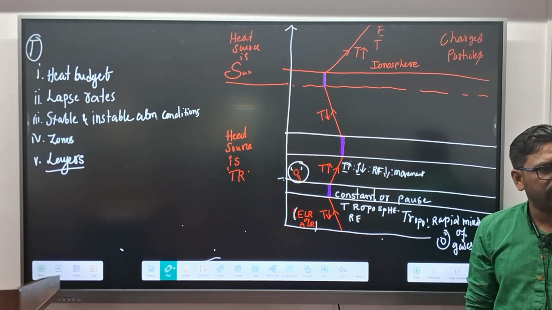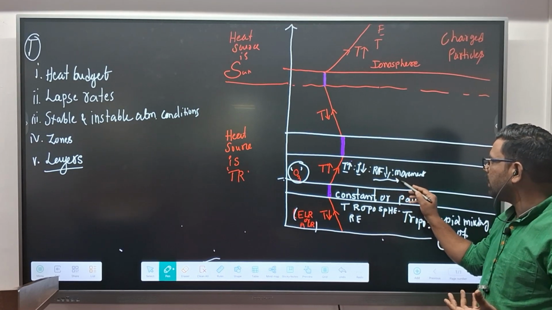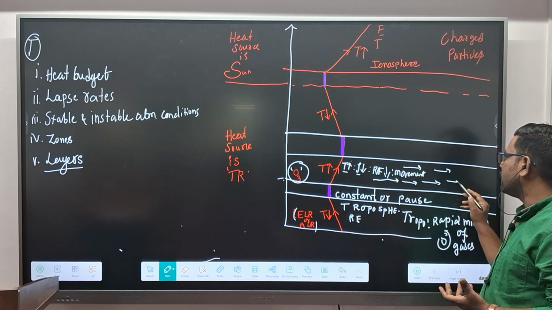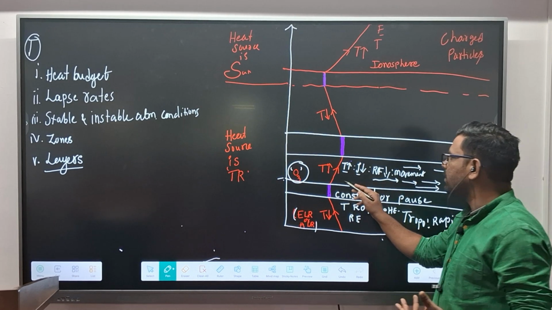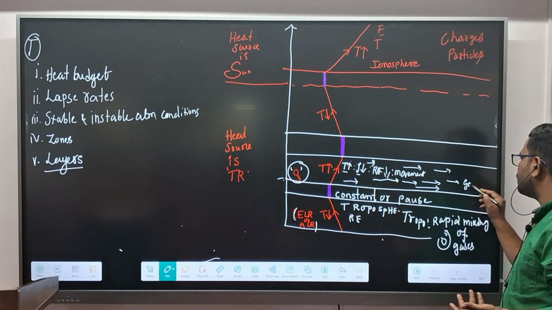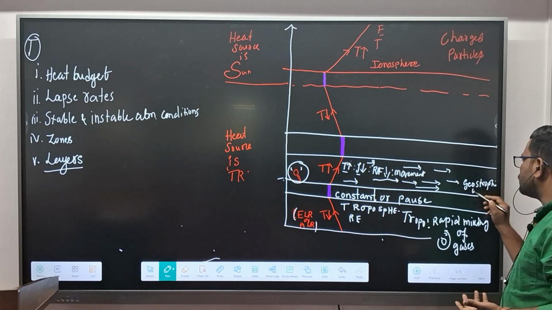Due to the lesser density, air always flows in a layered manner. It flows horizontally. Air here always flows in a horizontal manner, and that is one of the reasons for geostrophic winds. We will discuss geostrophic wind later.